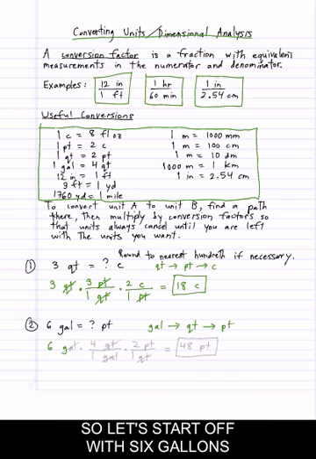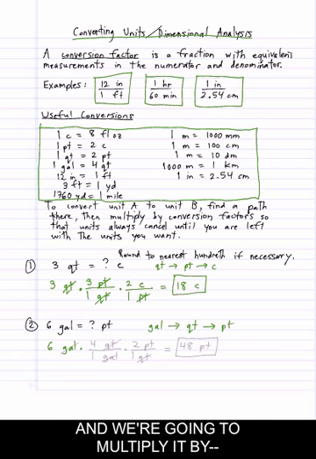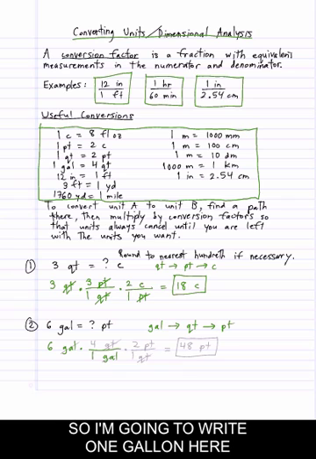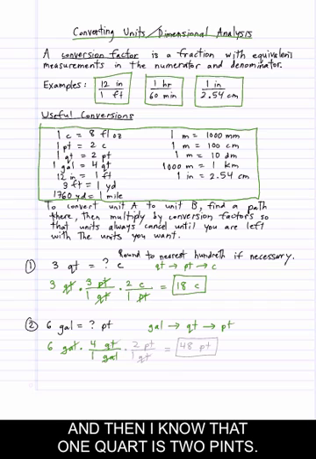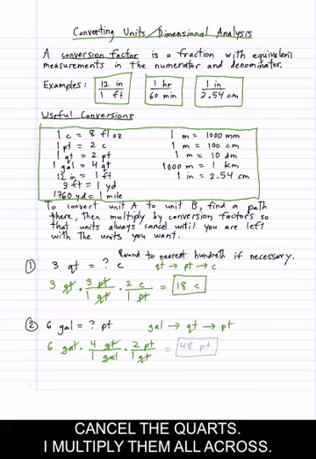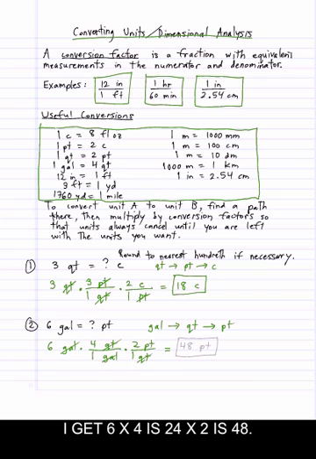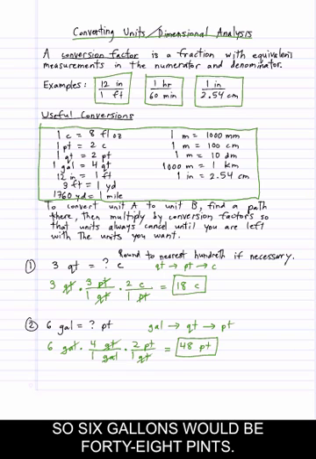So let's start off with 6 gallons, and we're going to multiply it by 1 gallon is 4 quarts, so I'm going to write 1 gallon here and 4 quarts on the top so that I can cancel my gallons. And then I know that 1 quart is 2 pints. Cancel the quarts. If I multiply them all across, I get 6 times 4 is 24, times 2 is 48, so this is 48 pints. So 6 gallons would be 48 pints.